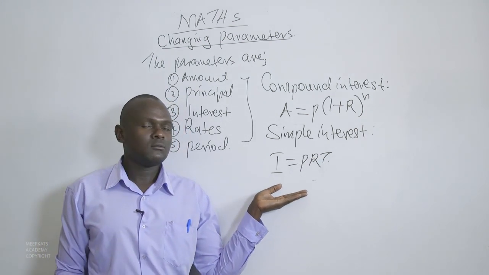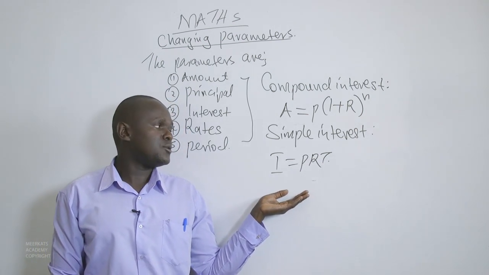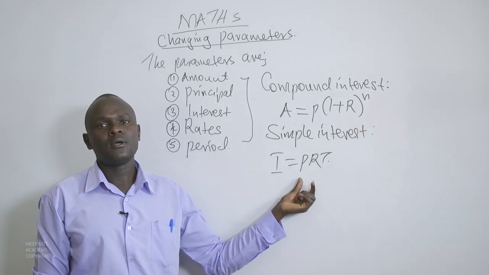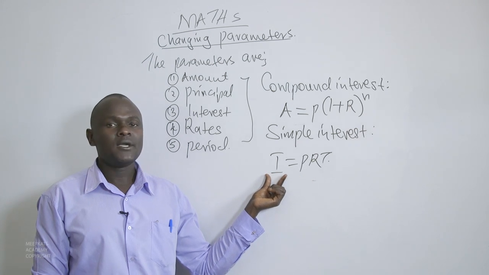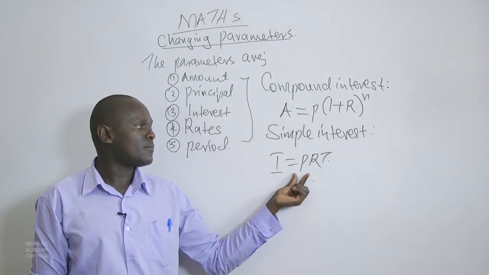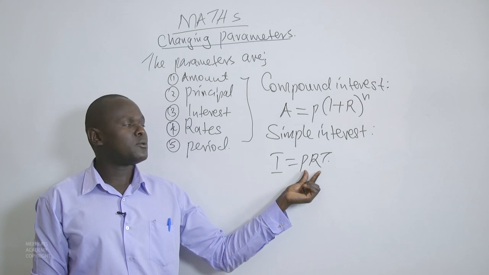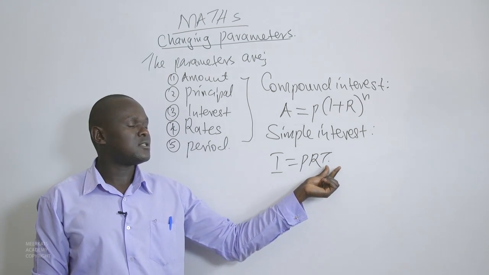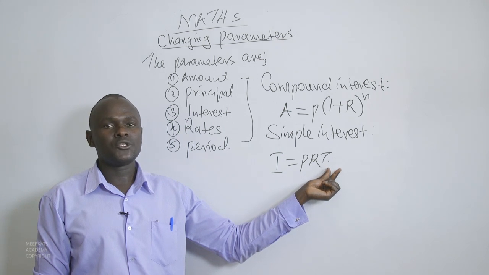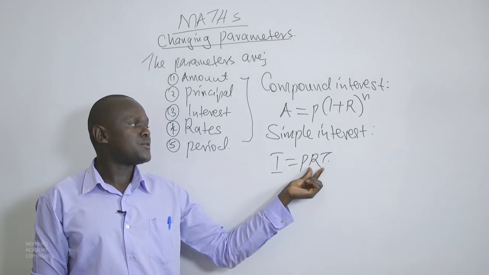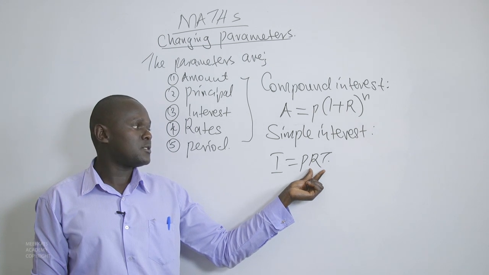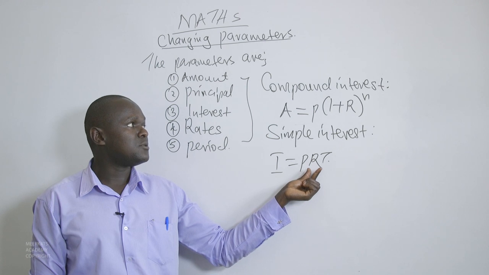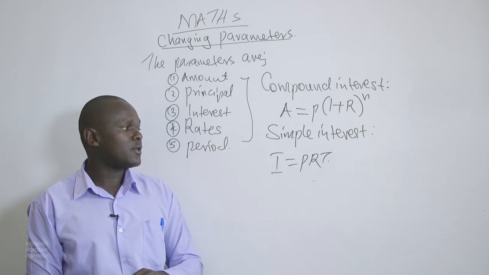This second formula is the simple interest formula. The variables therein have also been discussed. I stands for the simple interest, P stands for the principal, R stands for the rate, and T stands for the time or the duration. These rates can be expressed as a fraction or a decimal number. It is important to take note of that.